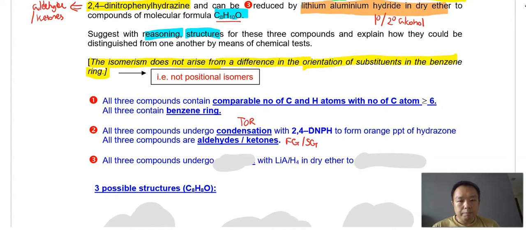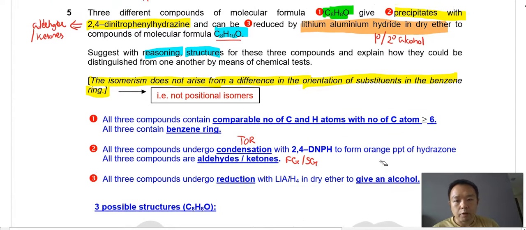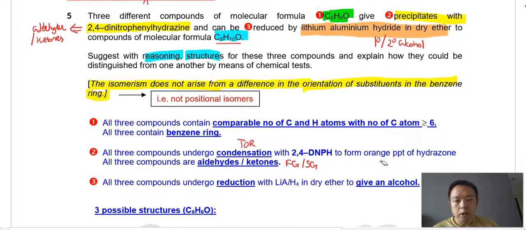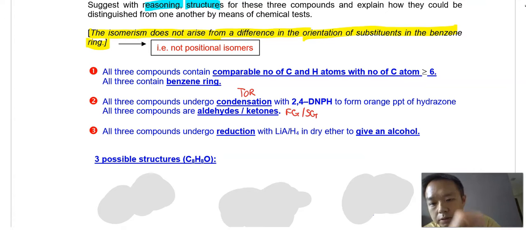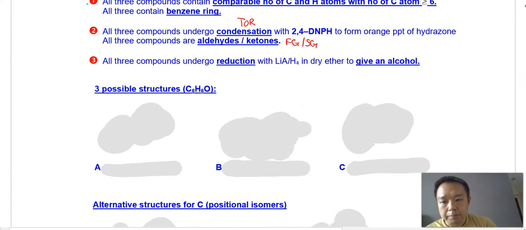Okay, and in the third point, reduced by lithium aluminum hydride, this is already given, so it's reduction, and they will form your alcohol, primary and secondary alcohol. So given that the molecular formula is C8H8O and there's a benzene ring, this makes the structure quite easy to obtain. Let's take a look at these 3 compounds. We have a benzene ring with C8H8O, which means after drawing a benzene, I have 2 more carbons to place.